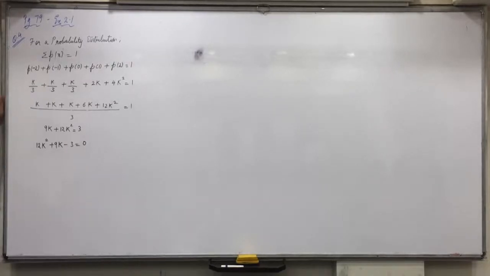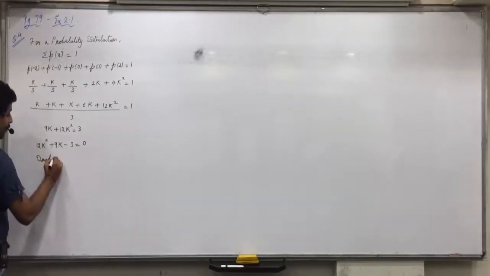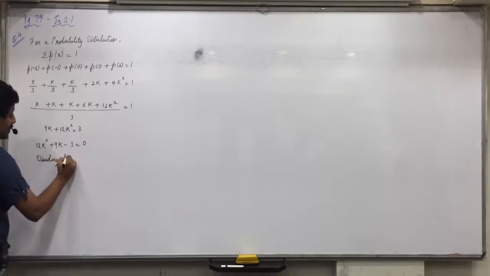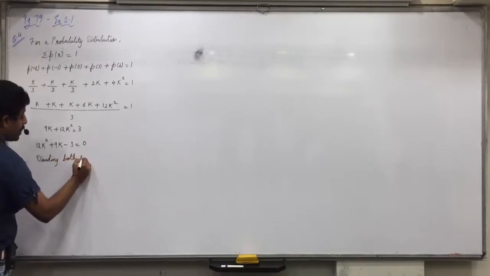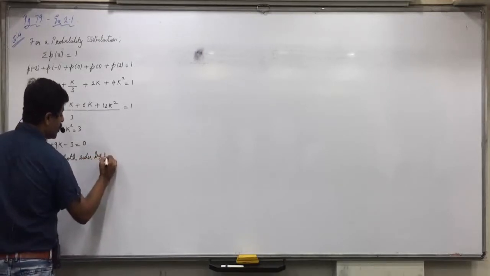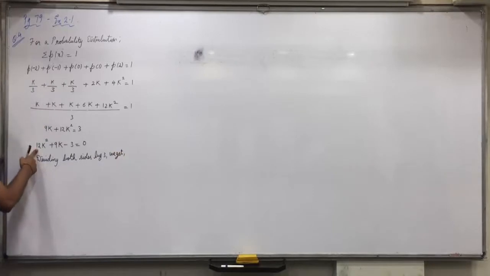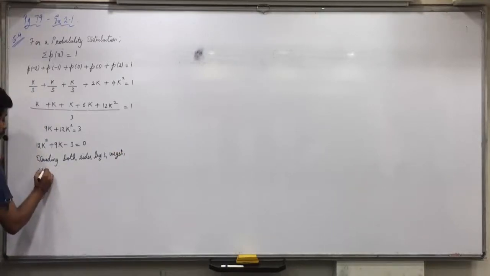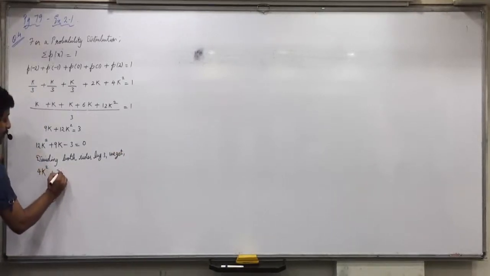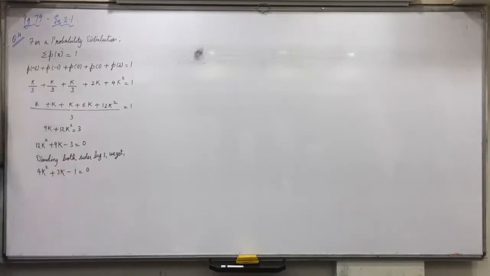Now before we do factorization, are all the values divisible by 3? Yes. So we'll divide it by 3 and simplify it first. Dividing both sides by 3, we get 12 divided by 3, 4k square. 9 divided by 3, 3k. 3 divided by 3, 1.